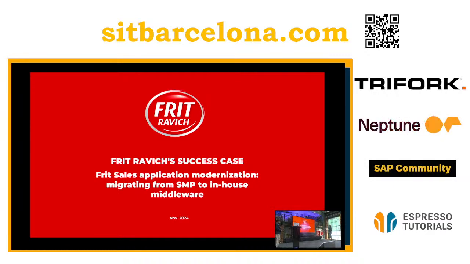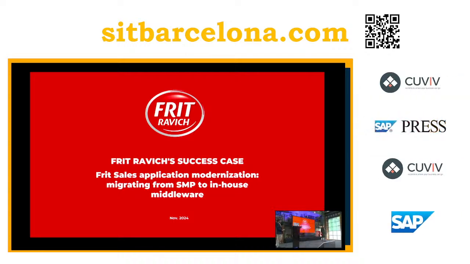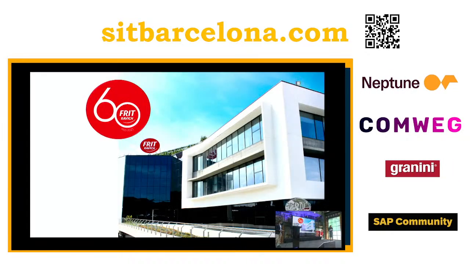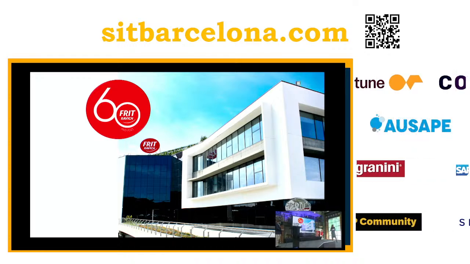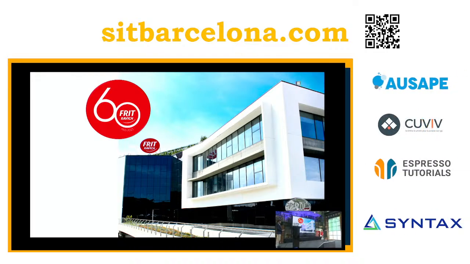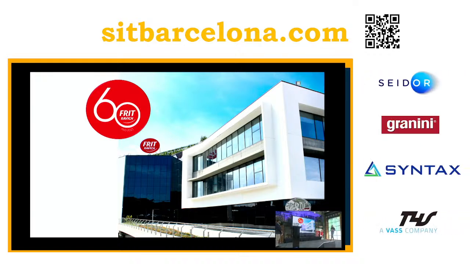In order to make it easy to understand our project, firstly, I'm going to explain our company and our strategy of transformation. Frit Ravich is a family-owned company which was built in 1963 by Mr. Josep Biader, our current president of the company. We are working in the food industry, and our main headquarters are based in Maçanet de la Selva, a small village between Barcelona and Girona. This is the place where we currently have our main offices, our logistical and production center.